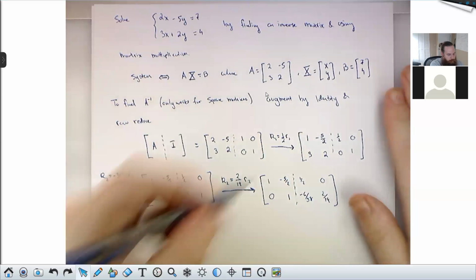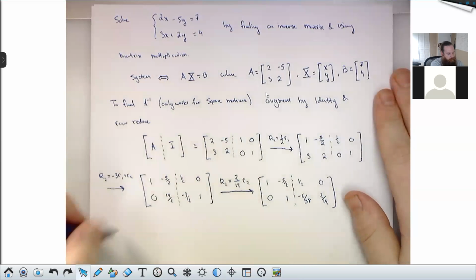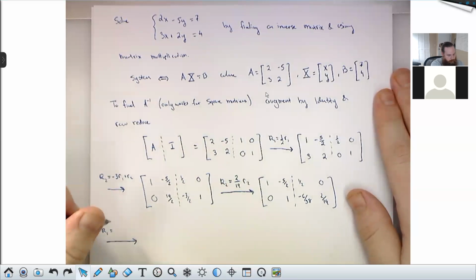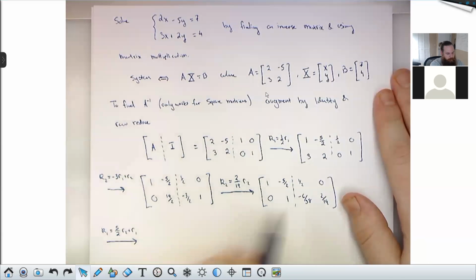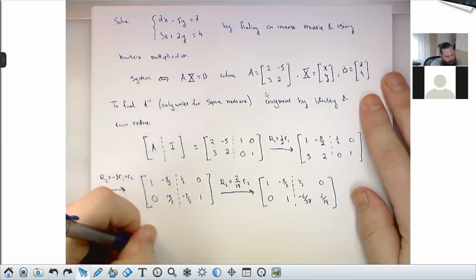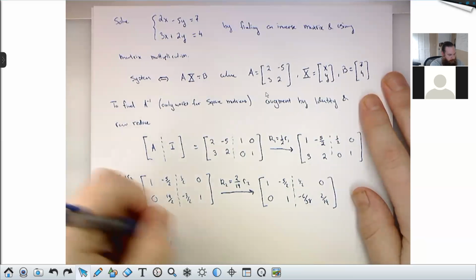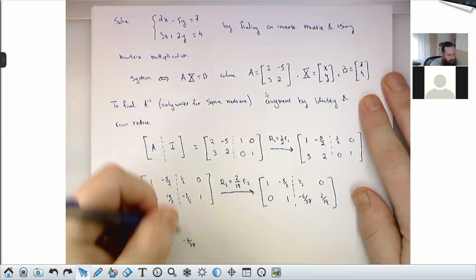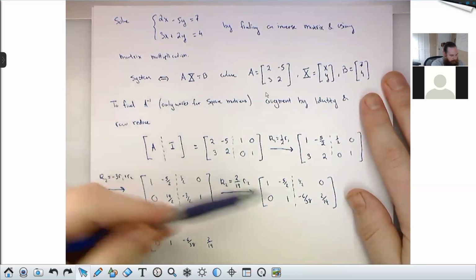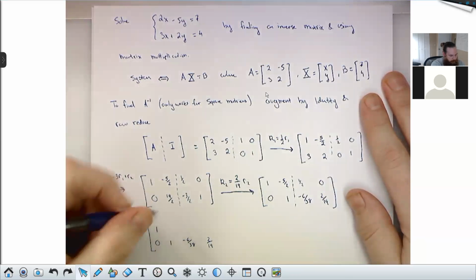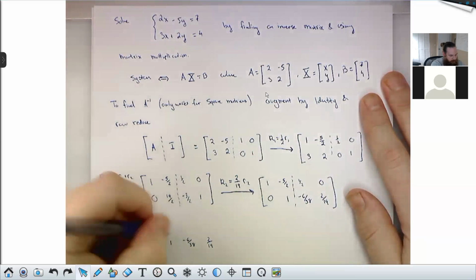Now my very last step would be to kill this -5 halves. So my last row operation here, my new row 1 is going to be +5 halves times row 2 plus old row 1. I want to multiply this by 5 halves and add it to that to make a 0. Row 2 isn't going to change. It's going to stay 0, 1, -6 over 38, 2 over 19. And then row 1, 5 halves times this plus this is still 1. 5 halves times this plus this is 0.